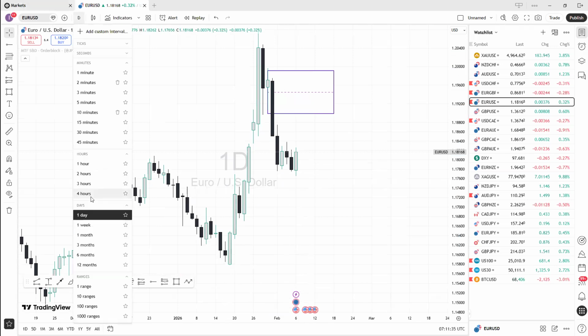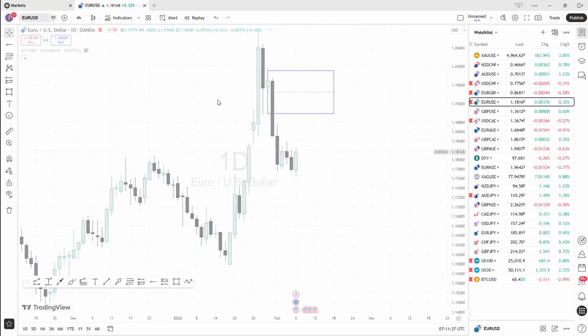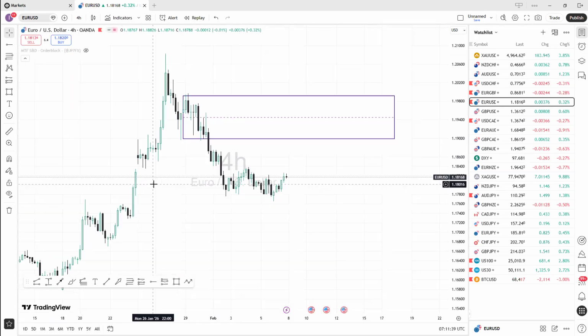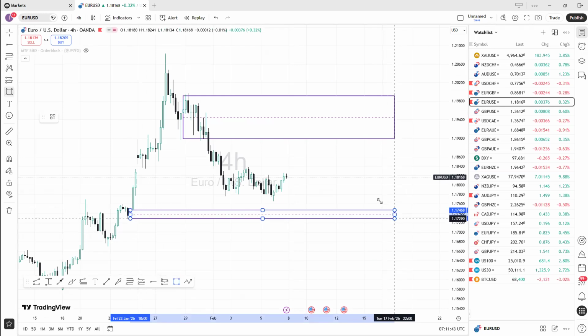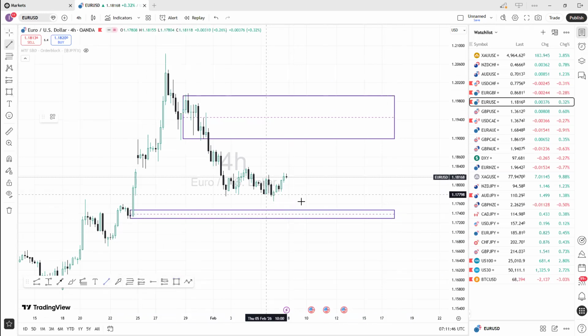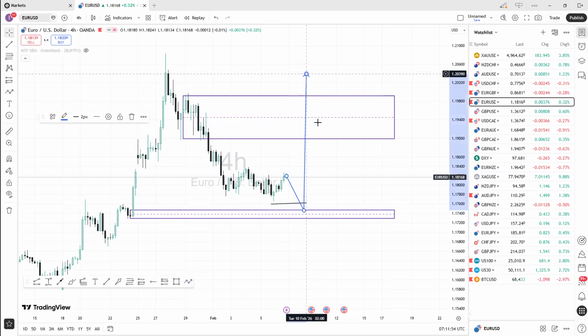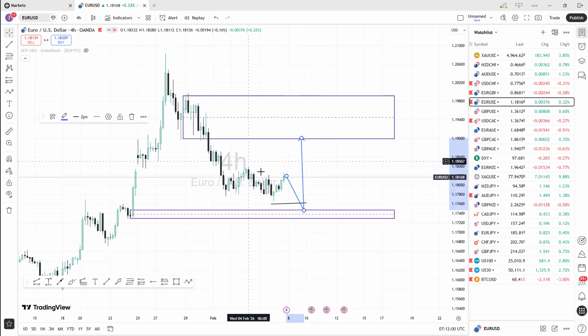You can shift to 4-hour time frame. On 4-hour time frame, we have this unmitigated demand with inducement here. So expecting next week price will drop from that area. Then you can pick a buy from that area. You can target this area also, just a few pips.